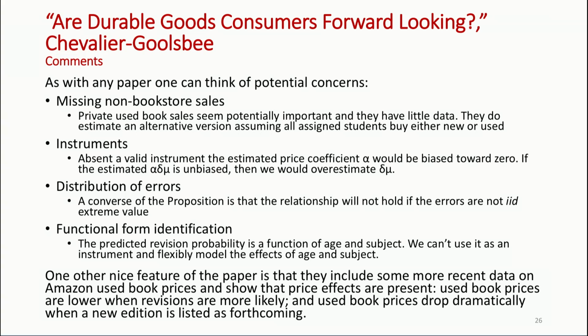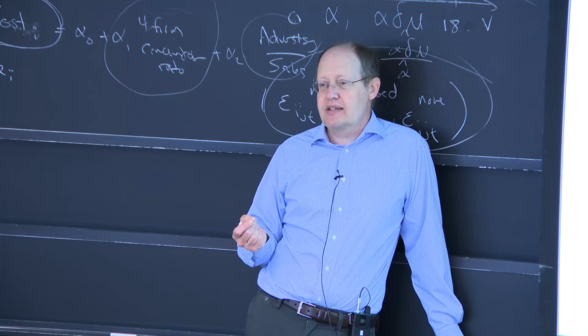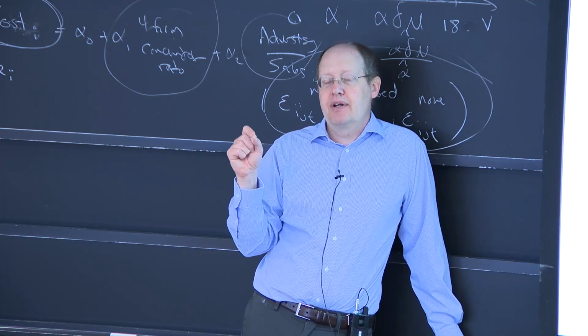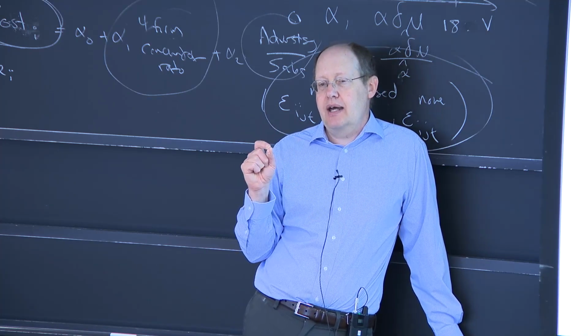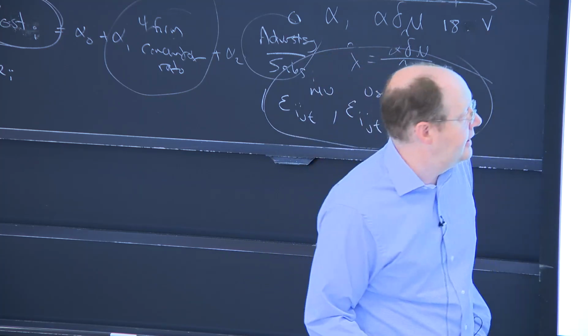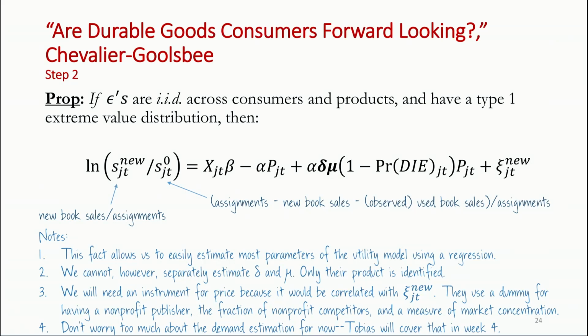We're also relying on functional form identification in the second sense, which is the probability that a book will die is a function of its age and the field it's in and other things. So the way the estimation is actually done is they put 1 minus whether it actually died on the right side and then use the probability of death as an instrument for whether it actually died.